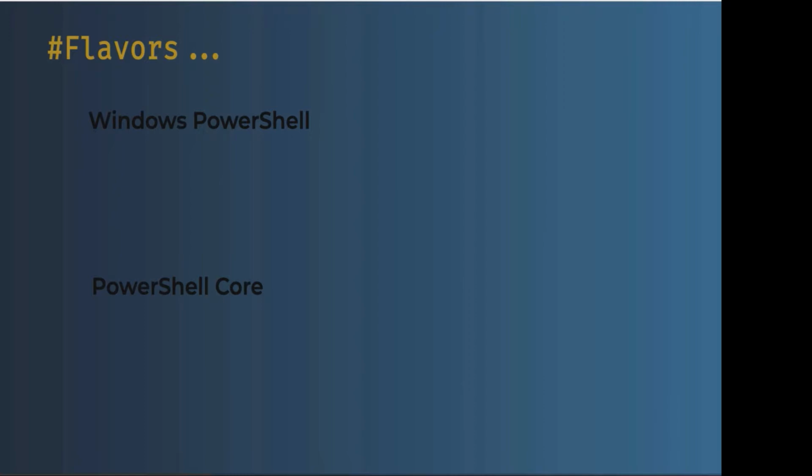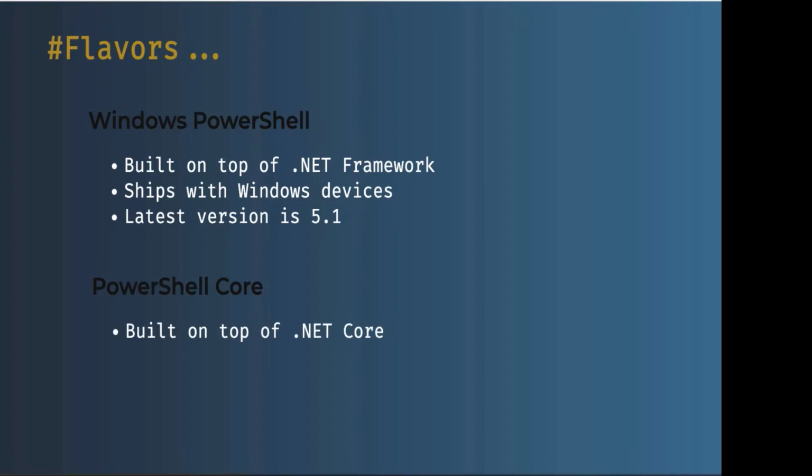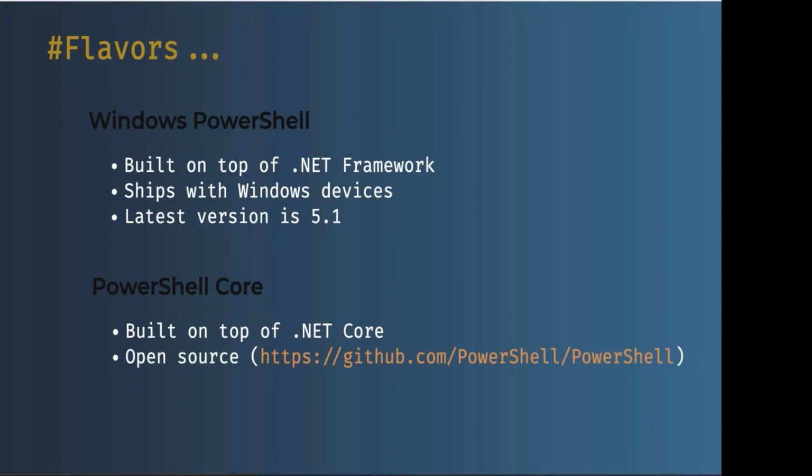Currently, we have two flavors. At this point in time, we have Windows PowerShell, which is built on top of the .NET framework. It ships with your Windows devices. So if you buy a Windows laptop or a desktop, then Windows PowerShell will be installed on it. And the latest version is 5.1. And we will not have 5.2, 5.3, and so on, because now we have PowerShell Core. It is built on top of .NET Core. It is open source, and you can find the repo on GitHub. And of course, the goal of this was to make it cross-platform. So you can use PowerShell on Windows, Linux, or macOS.